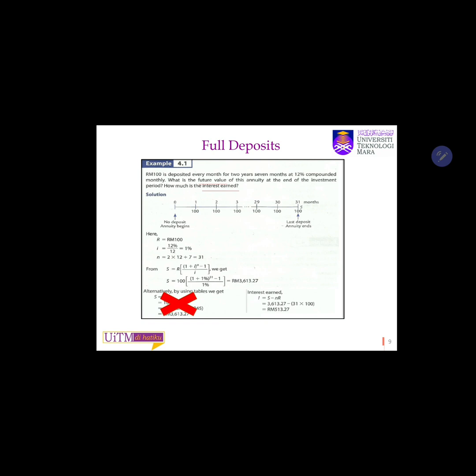So here, 100 ringgit is deposited every month. So this one is your R. Okay, amount yang you simpan, amount yang sama setiap bulan ke setiap hari, itu kita panggil sebagai R. Okay, for 2 years, 7 months, so this one is your term lah, time, tempoh masa. 12% is your K. Compounded monthly, M is 12. Okay, so you list down dia punya information given.